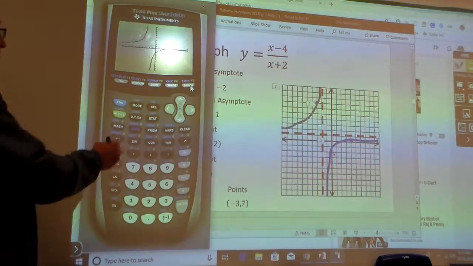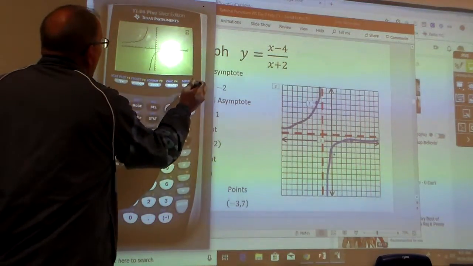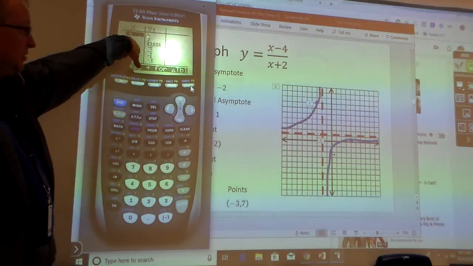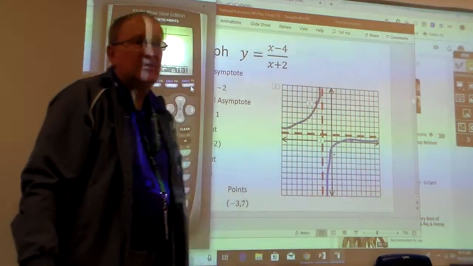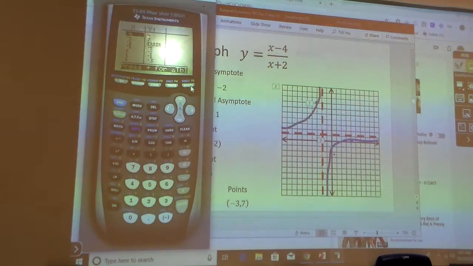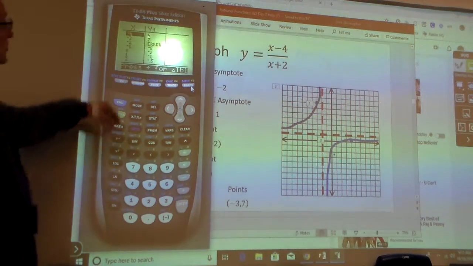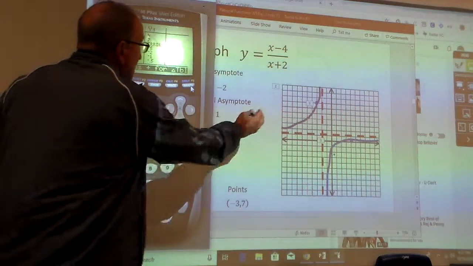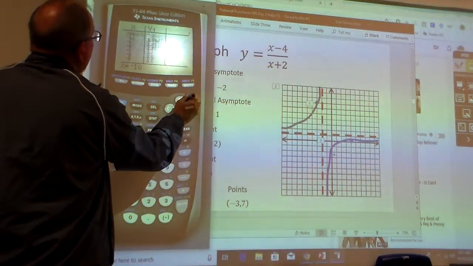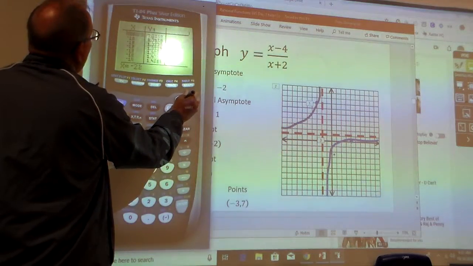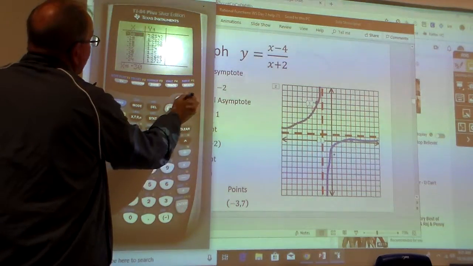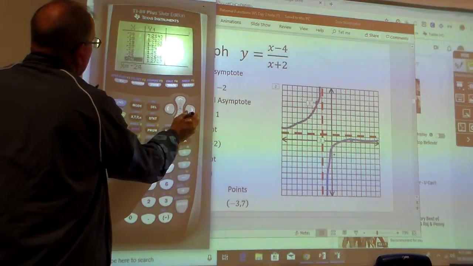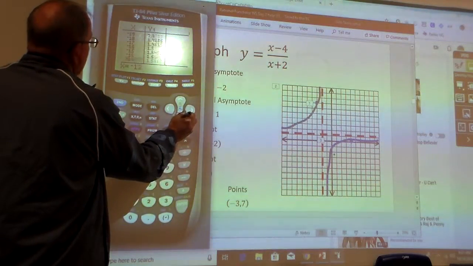But here's what's really nice, too. If I go to second table, you see an error at -2, because that's where the asymptote was. And if you look through there, you won't see any answers of 1. Throughout the whole thing, you'll see no answers of 1. As I arrow up with the negative numbers, you can see it's getting closer and closer to 1, but it will never actually hit it.